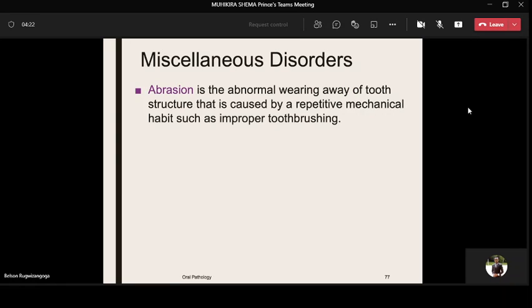So abrasion is the abnormal wearing away of a tooth structure, and it is caused by a repetitive mechanical habit such as improper tooth brushing. So you must know how to brush your teeth. It can be caused by other mechanical issues.